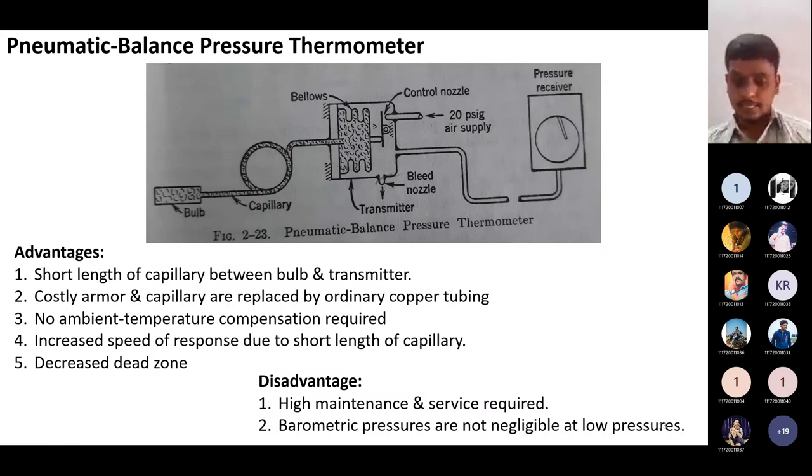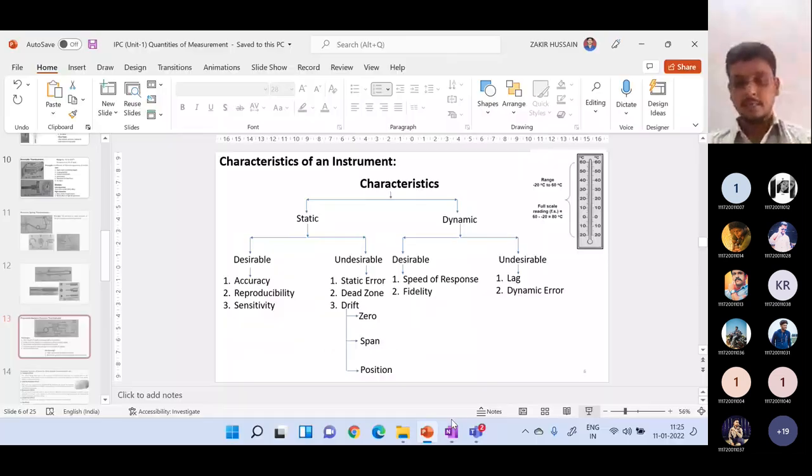And there are certainly disadvantages for any instrument. No matter how well we construct it, there will be a disadvantage. That is, high maintenance and service are required, and barometric pressures are not negligible at low pressures. So I hope that is clear.